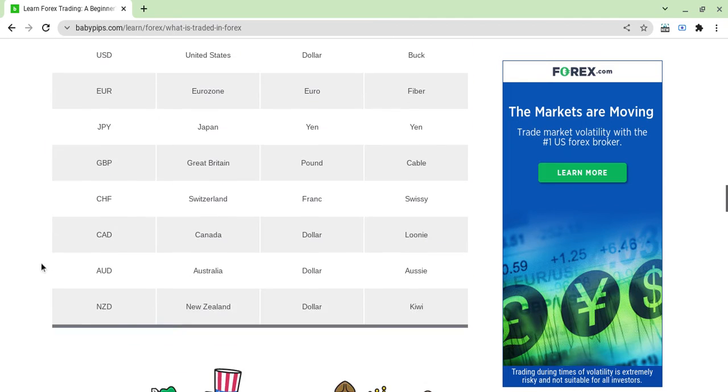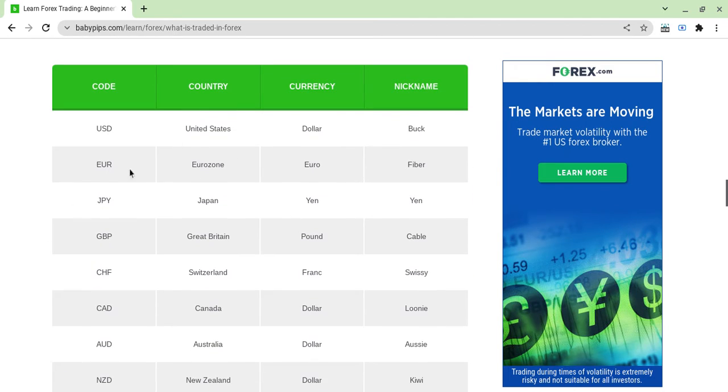And here they list their currencies, their countries, and their nicknames. A lot of times, for the US dollar, we'll say the buck. We've heard people say, I got a few bucks, but we're talking about the US dollar. The euro's nickname is the fiber, and this is the code. So this is what you'll see on the charts.